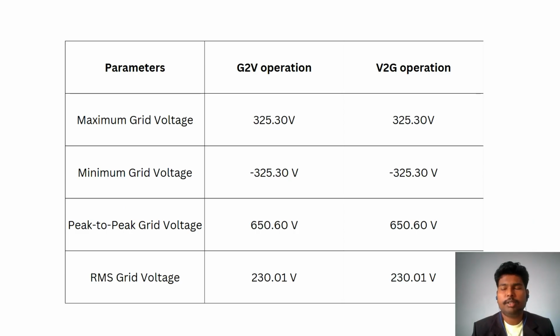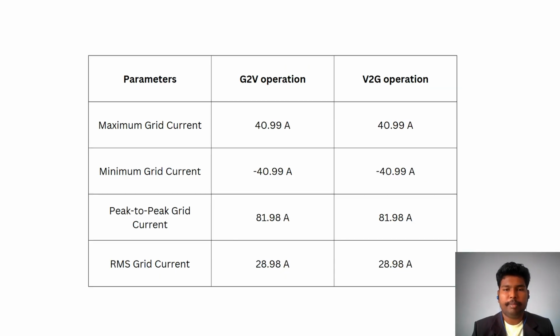These are the measured values from the waveforms for both charging and discharging operation, G2V and V2G. The maximum grid voltage is 325.30 volts, minimum voltage is negative 325.30 volts, peak to peak is 650.60 volts, and RMS grid voltage is 230.01 volts, the same for both cases. For the grid current, the maximum current is 40.99 amps, the minimum grid current is negative 40.99 amps, the peak to peak grid current is 81.98 amps, followed by the RMS grid current of 28.98 amps, which is also the same for discharging and charging operation.